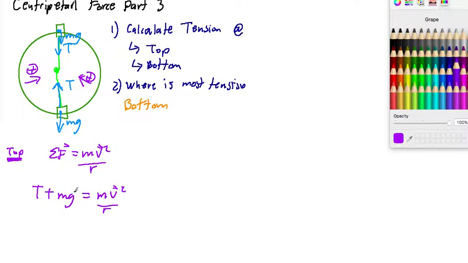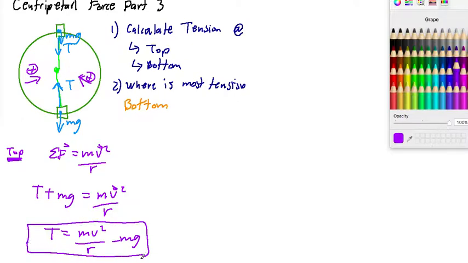Now, how can we find tension? Just doing a little bit of algebra here: T equals mv squared over r minus mg. This gives you your tension, so that's tension at the top. Now let's compare this with tension at the bottom, which is the second part.